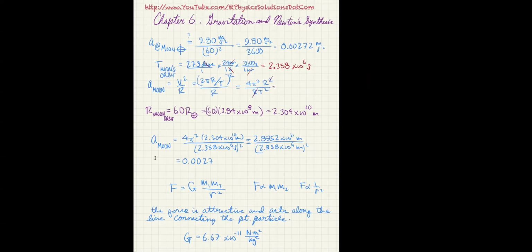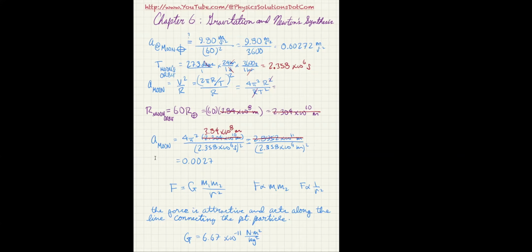I just realized I took the actual orbital radius and multiplied it by 60. That's why the figure didn't come out to 0.0027. It should have been 3.84 times 10 to the eighth. So this part is wrong. That's not the right figure. This is 3.84 times 10 to the eighth meters, and that is not what we get there.